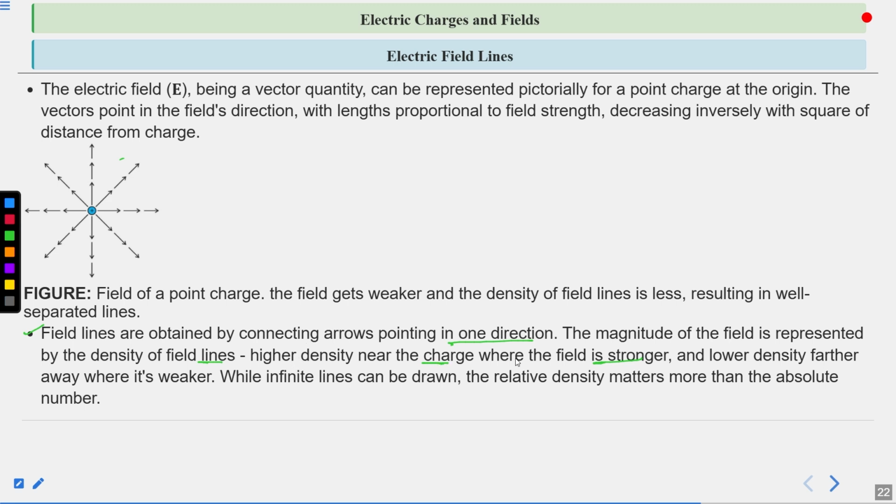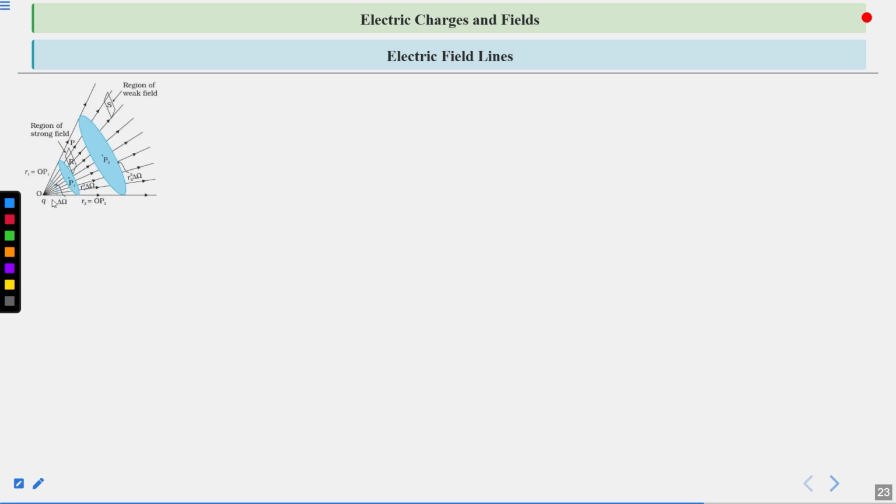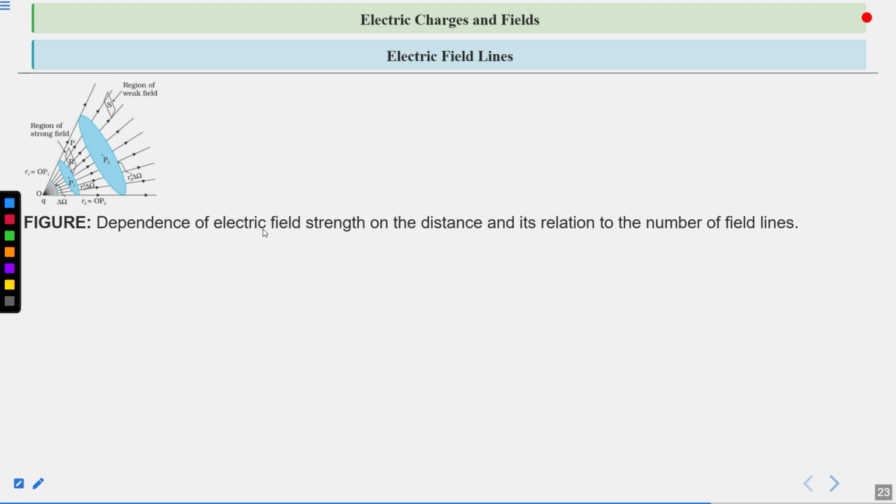So, high density near the charge where the field is stronger, and lower density further away where it's weaker. We know E is inversely proportional to R square. So from this relation it is also clear, if R is greater, it means E is small. While infinite lines can be drawn, the relative density matters more than the absolute number. Look at here: dependence of electric field strength on the distance and its relation to the number of field lines.